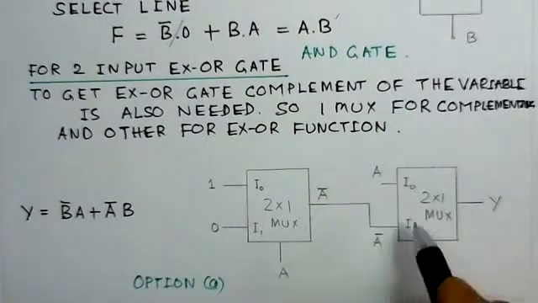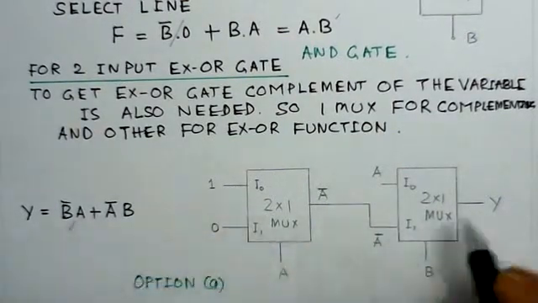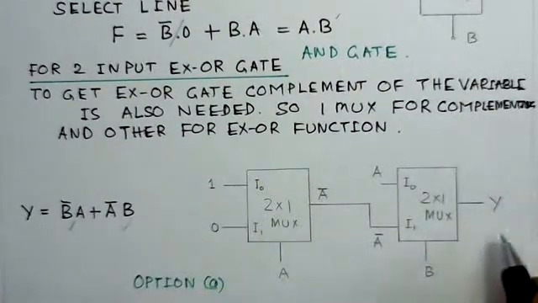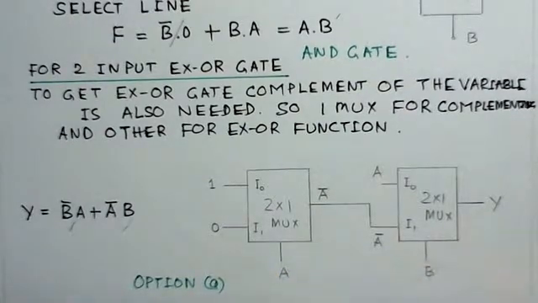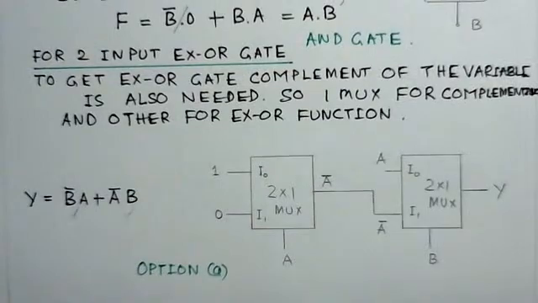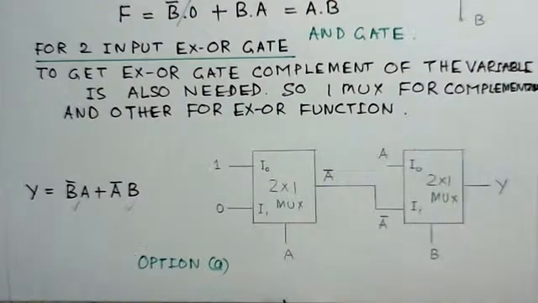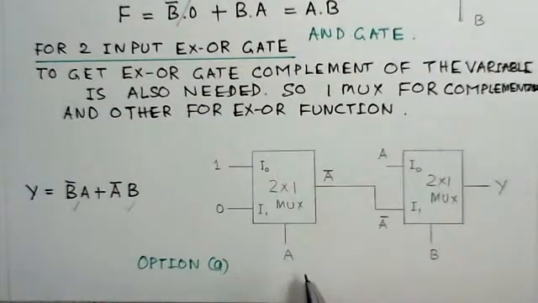Now for the second, you can determine the value for Y. This will be B bar A, so the first term is B bar A, plus the second term, A bar B. So by using 2:1 multiplexers, we can get an XOR gate. This is quite a simple problem, but you should be able to implement any basic gate using the multiplexer, so you can see this as an exercise.